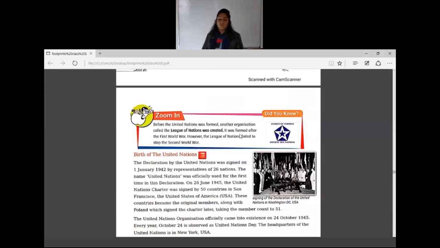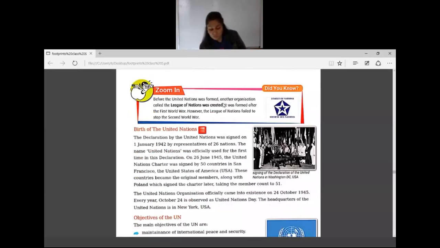Before the United Nations was formed, another organization called the League of Nations was created. It was formed after the First World War. However, the League of Nations failed to stop the Second World War. As I have already explained, it was formed after the First World War but could not stop the Second World War, so it failed to do its work. And then there was a need for the United Nations. Now, the birth of the United Nations.